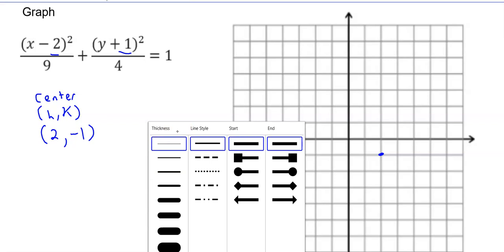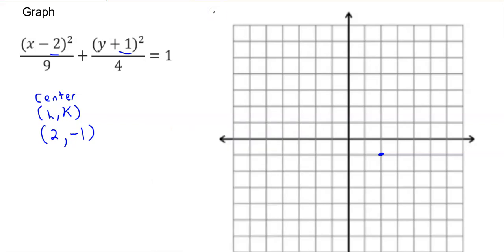Then you do everything like normal, except you're using that as the starting point instead of 0, 0. Underneath x is horizontal distance, so this is a bigger number. So a is going to be 3. I'm going to go 3 to the right of my center and make a point, and 3 to the left and make a point. This is the smaller number, so with ellipse, that's b squared. So b equals 2. I'm going to go 2 up from my center and 2 down from my center and make my beautiful ellipse.